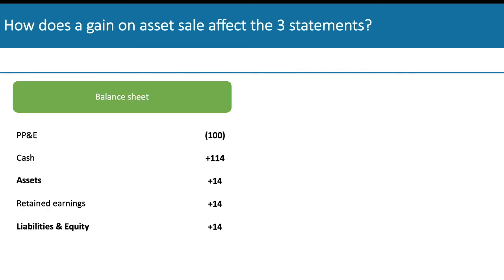So if we go into the balance sheet, you've got the PPE amount, which will go down by 100. You've got the cash, which will go up by 114. So the asset side is worth 14. And on the liabilities and equity side, you've got the net income that flows into retained earnings, and this will also be 14. So the two sides of the balance sheet balance.